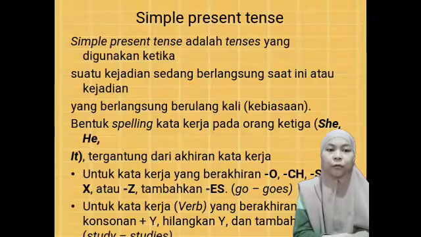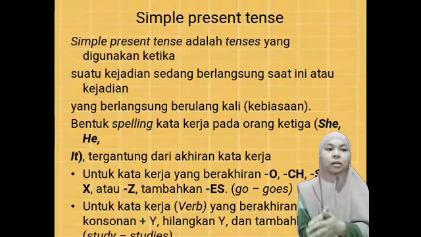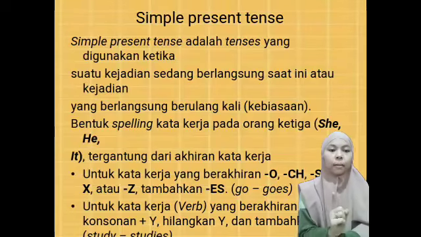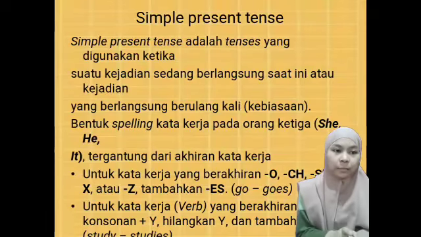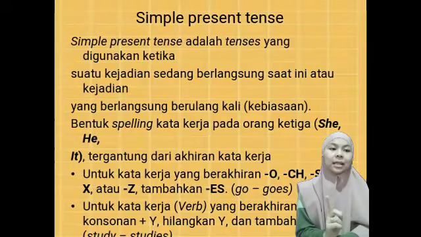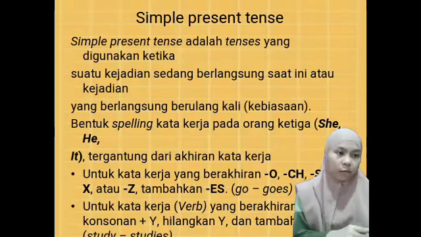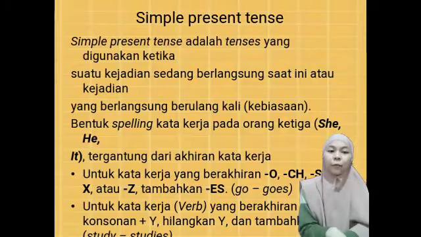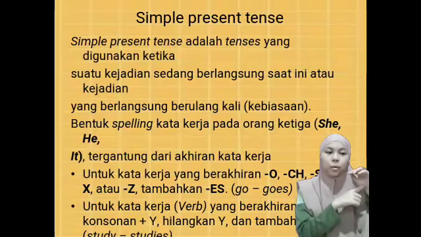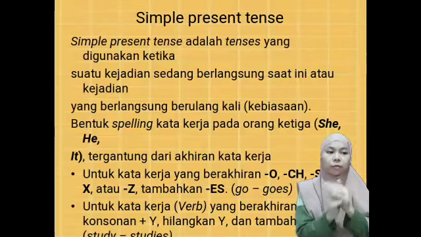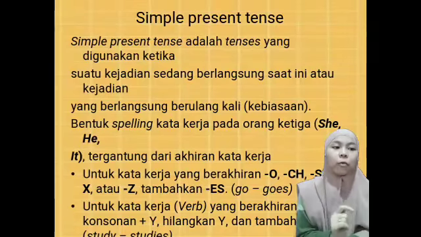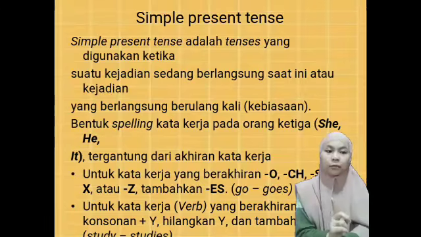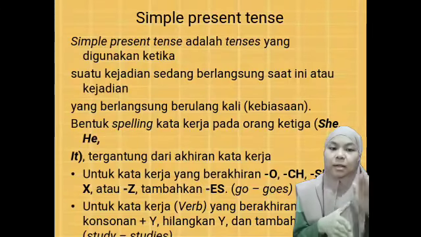And the next is for the verb which end of the verb is consonant plus y, we should put ies. For example, study becomes studies. And for the verb which end of the verb is vowel plus y, we just need to put s. For example, say becomes says.